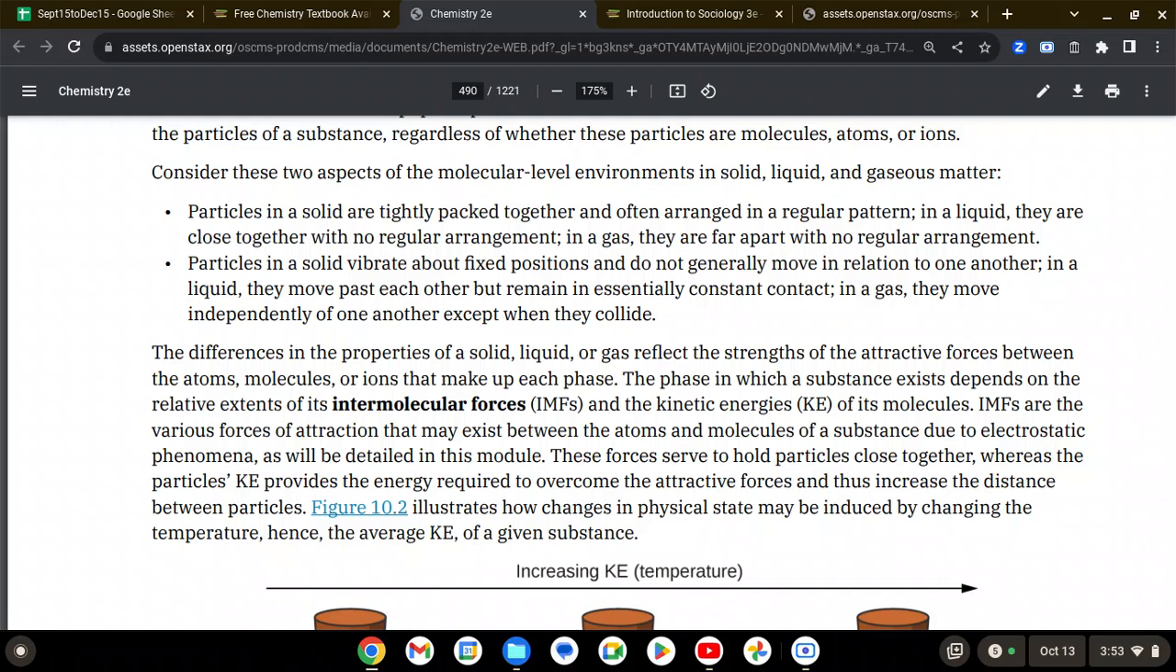These forces serve to hold particles close together, whereas the particle's kinetic energy provides the energy required to overcome the attractive forces and thus increase the distance between particles. Figure 10.2 illustrates how changes in physical state may be induced by changing the temperature, hence the average kinetic energy, of a given substance.